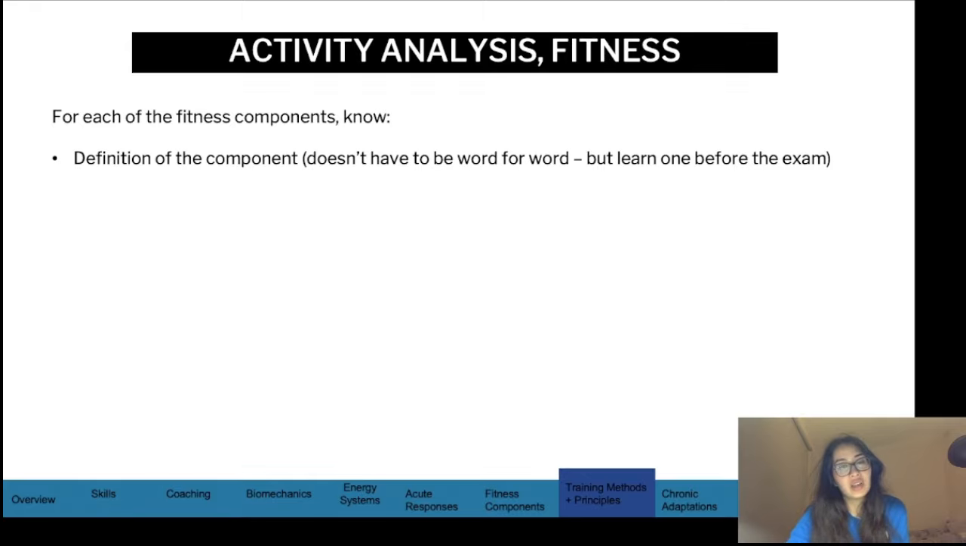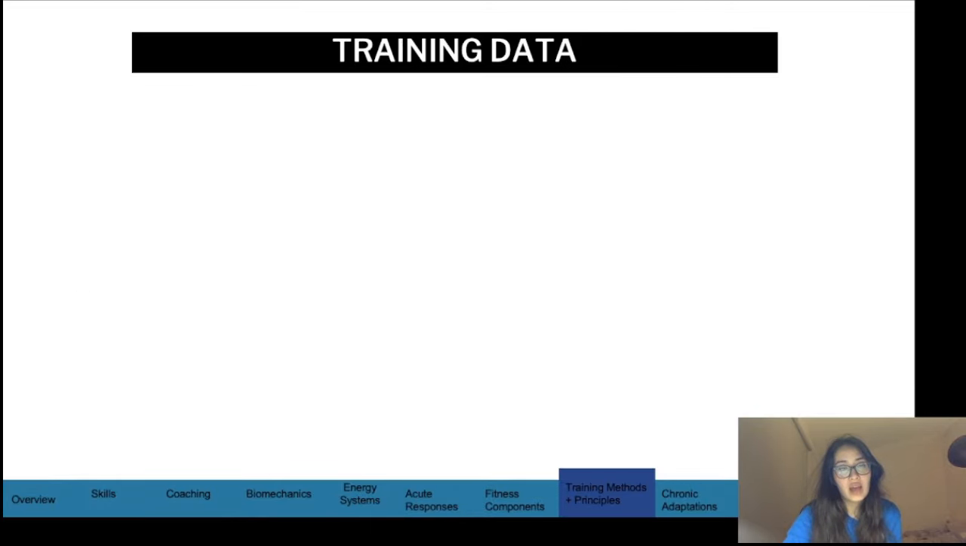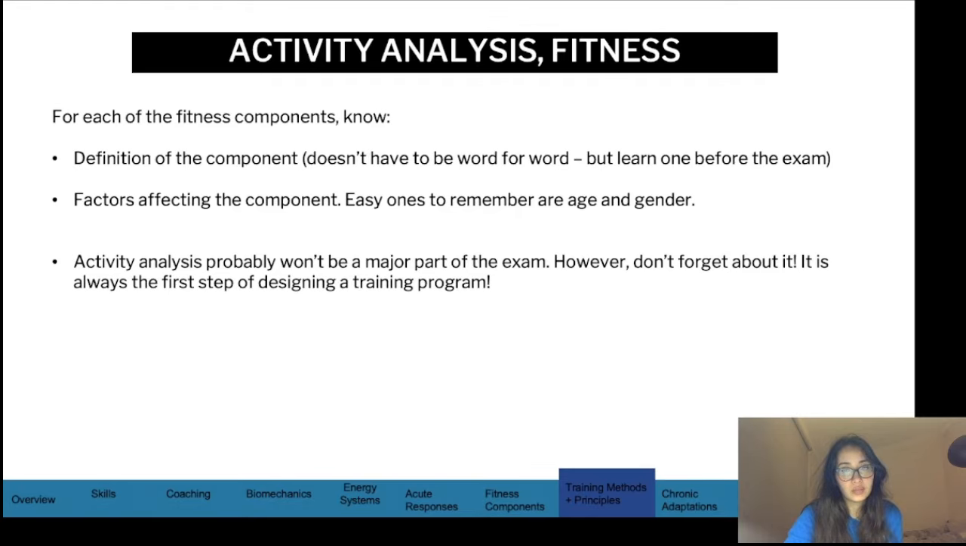So as I mentioned, for each of the fitness components, make sure you know a definition of the word. It doesn't have to be word for word, but learn one before the exam. And factors which affect the component. Activity analysis will be a major part of the exam, so I'm not sure why it's written there. But it's always the first step in designing a training program.